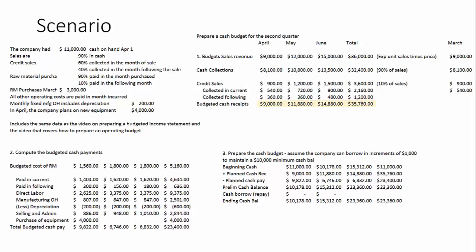Now assume that the company can borrow in increments of $1,000 and they want to maintain a $10,000 minimum cash balance. So our beginning cash has been given to us. It was told to us in the scenario. We have $11,000 on hand beginning April 1st. So that's our beginning cash balance.